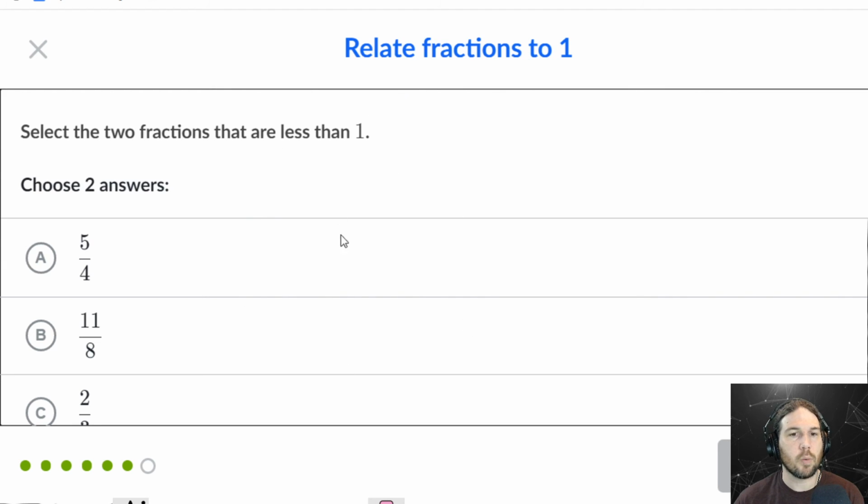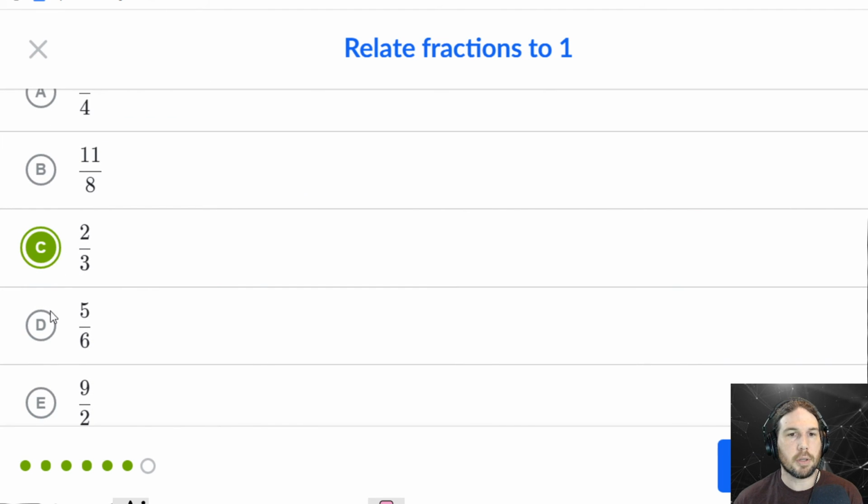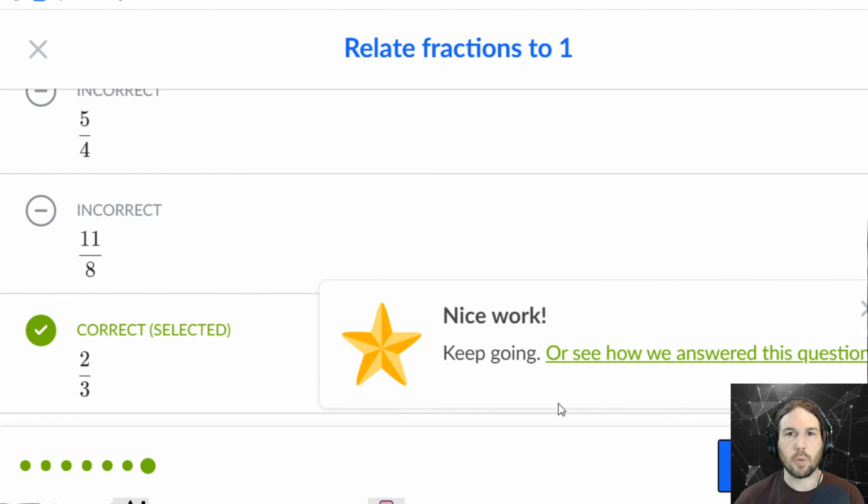Select two fractions that are less than 1. For previously stated reasons, 2/3 and 5/6 are the correct answers. And that is relate fractions to 1.